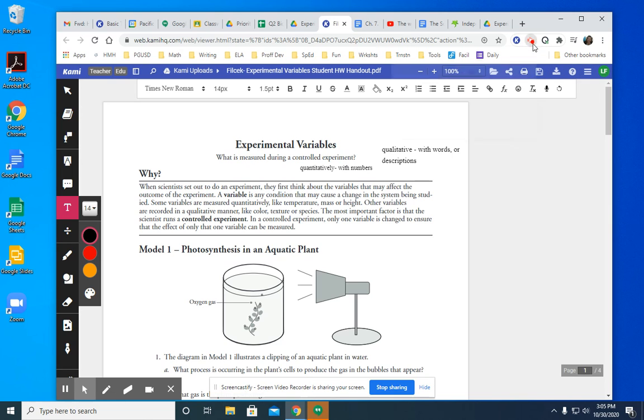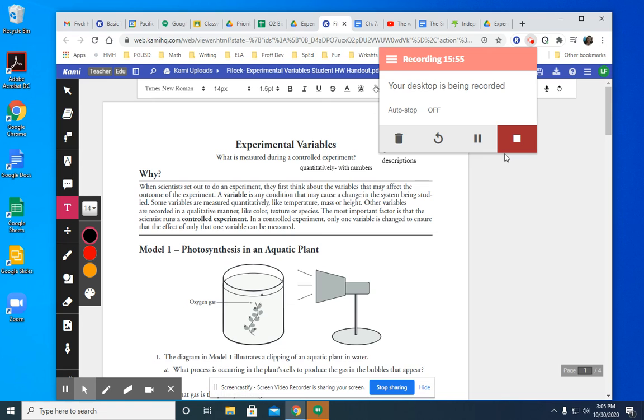Now let me figure out how to stop recording. This is always the challenge, right? I've said that like 10 times to you guys. By now you'd think I'd know.